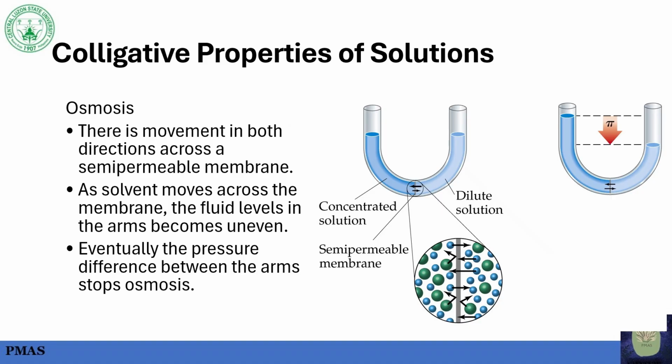In osmosis, there is movement in both directions across the membrane. For example, here is our membrane. There is movement from dilute to concentrated and from concentrated to dilute. As the solvent moves across the membrane, the fluid levels in the arms become uneven. They started at the same level, but then they become different. Eventually, the pressure difference between the arms stops osmosis, so they stop moving.